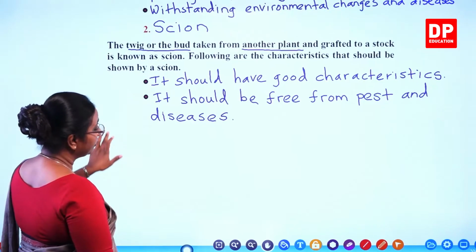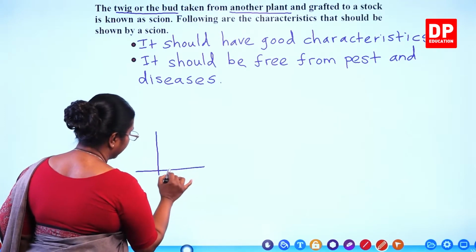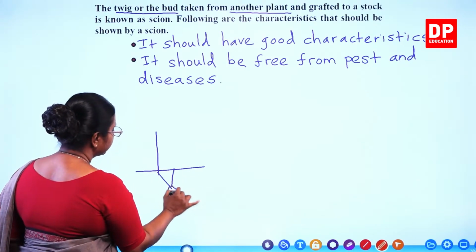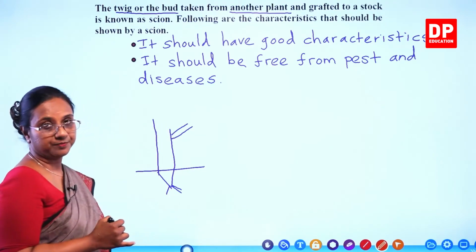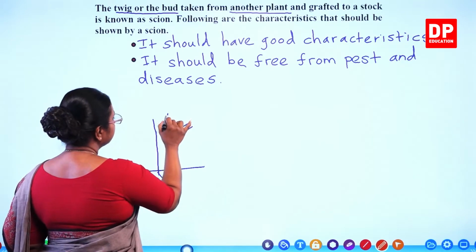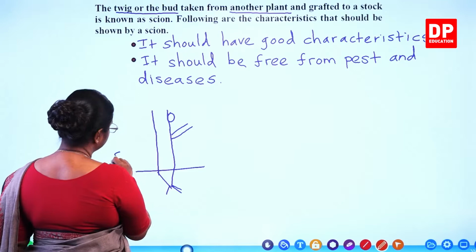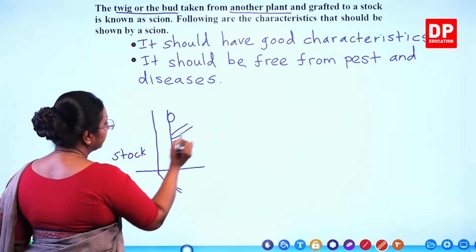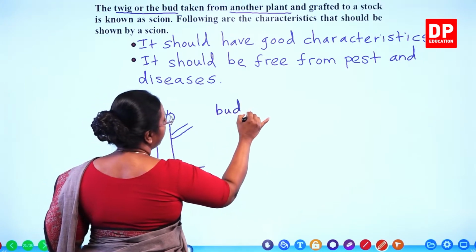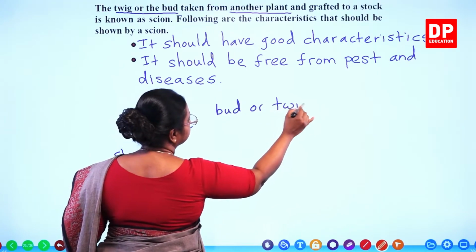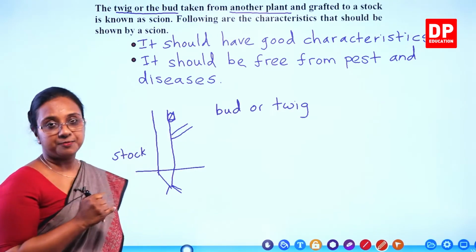So this is what we will be doing. Now you have a stalk plant. It has a very strong root system. Then you have the stem and maybe you have the twig. So to this stem, if we put a cut there, this is going to be the stalk, and to that you are going to bring in either a bud or twig, and that bud or twig is going to be attached there.